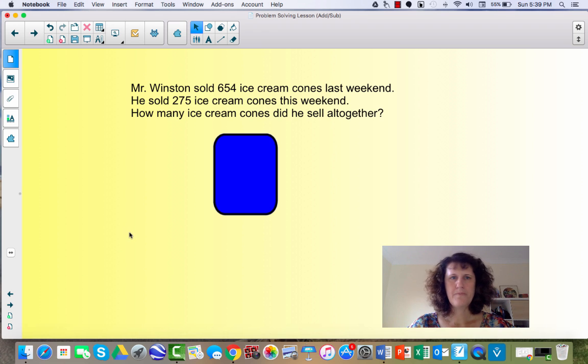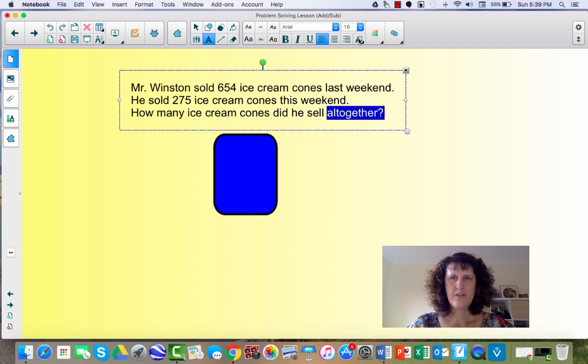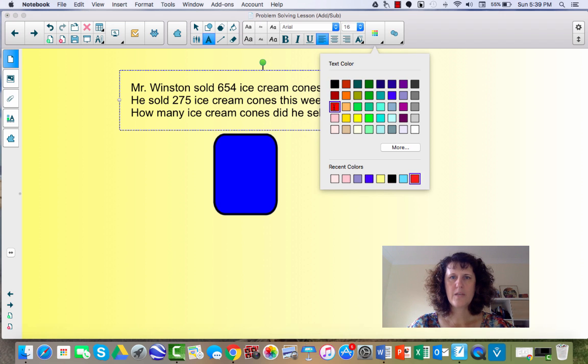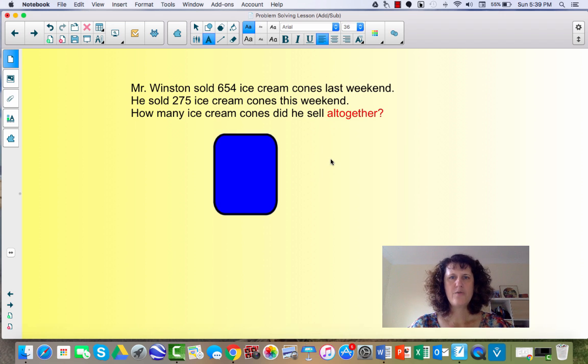Okay, number 2. Mr. Winston sold 654 ice cream cones last weekend. He sold 275 ice cream cones this weekend. How many ice cream cones did he sell altogether? Can you spot that key word that tells us what we have to do? Hopefully you have, and here it is. It's this one here that says altogether. And altogether, as you recall, means you need to add.